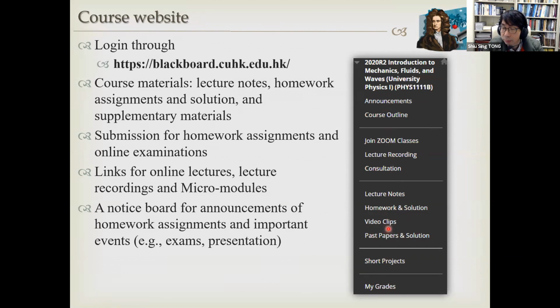And also, if I have some additional material for you, such as video clips and past papers, I will put it here. I also include some links for your convenience, so that you can access the Zoom lecture directly from this link, Join Zoom Classes. And there are some micro modules I will upload later for you to review. And there's a notice board here for important notices, so you can prepare yourself for the learning activities.